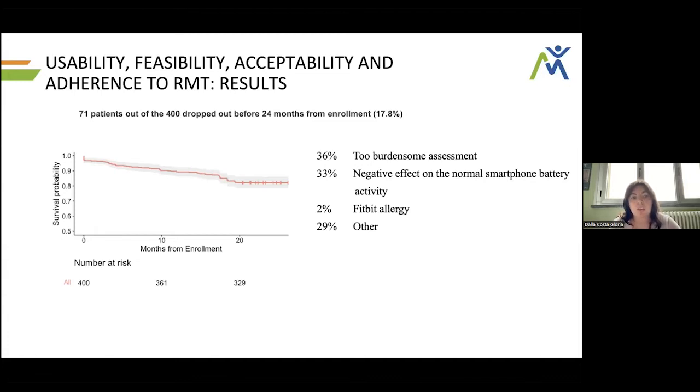And we can see that the main reason for dropping out, at least a third of patients dropping out, was that the protocol was too complex to follow, too demanding for them. Second cause, again a third of patients dropped out, was the effect of the protocol on the smartphone battery life. And when you touch something so important to patients, they tend to drop out, we realized. A third reason was allergy to Fitbit, but just a minority of patients experienced this.